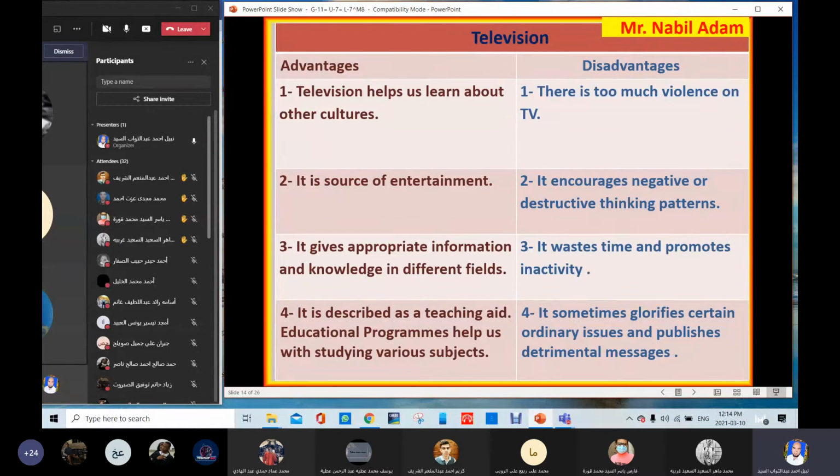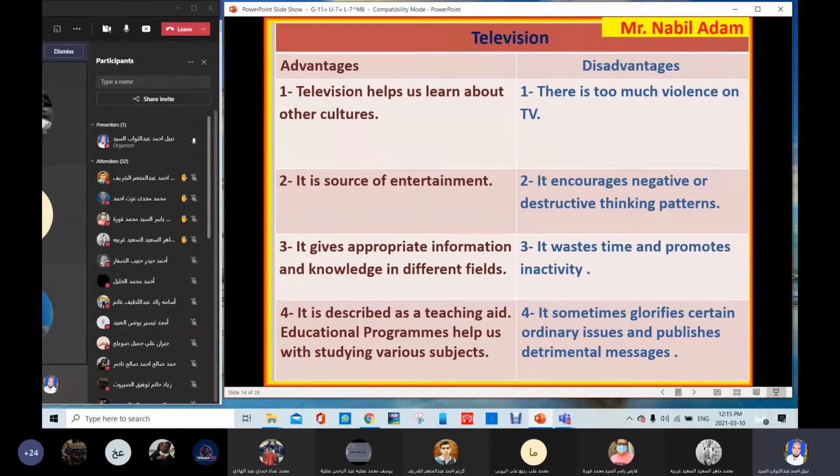It gives appropriate information and knowledge in different fields. It depends on the age-appropriate programs. It is described as a teaching aid. Teaching aid means you can watch educational programs that can help us with studying various subjects. If you want to improve your language, you can watch language programs, or if you want to study hard for school subjects like physics, math, etc., you can watch educational programs to help you revise your lessons.